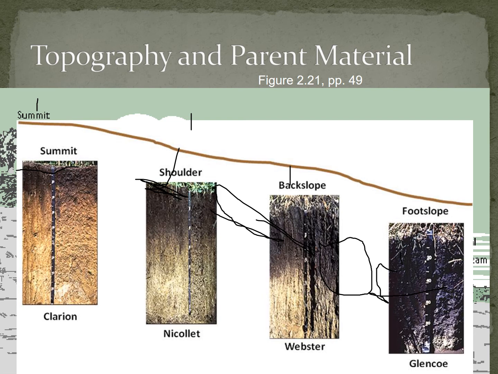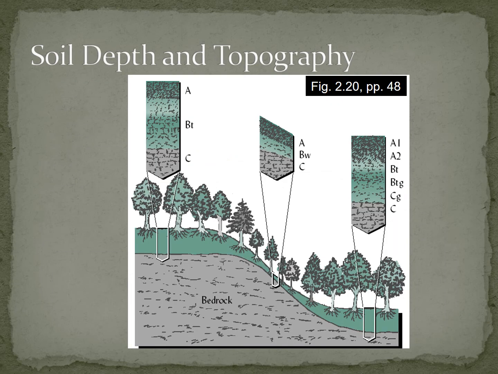Here's some examples of what you might see based on topography, parent material with different soil types. So here at the summit, this is what you may see versus the shoulder versus the back slope where it gets much deeper because water is able to move in different ways. Here in the foot slope, you're going to have deep accumulation of colluvial materials. Soil depth and topography is going to change, okay?